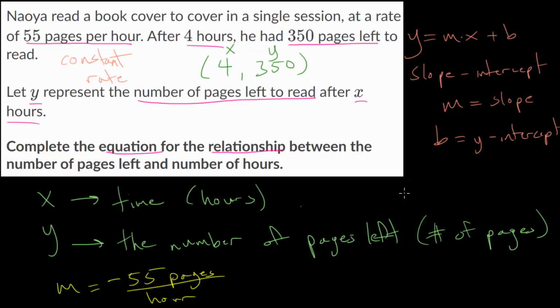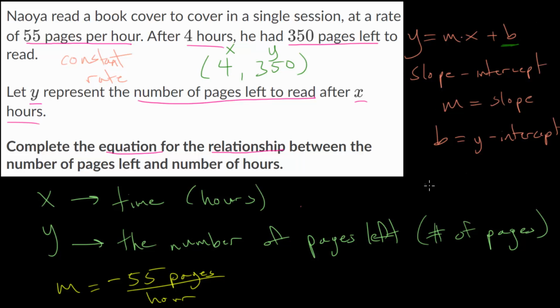We can use our slope-intercept form, or you could use point-slope form if you want. Since you have a point and the slope, it doesn't really matter. But let's just use this slope-intercept form. We know x is 4, y is 350, and m is negative 55, which means that we can plug in these 3 data points and solve for b here.